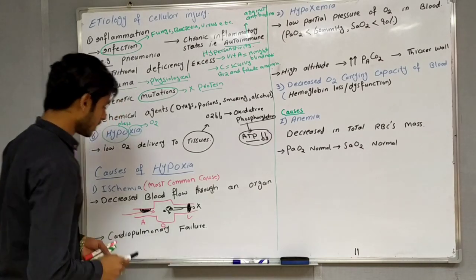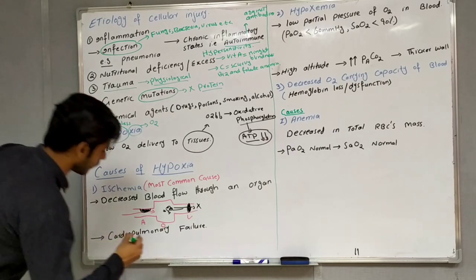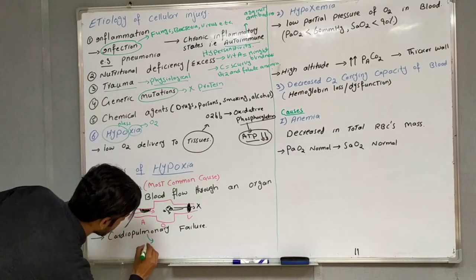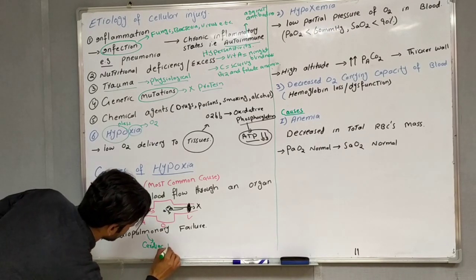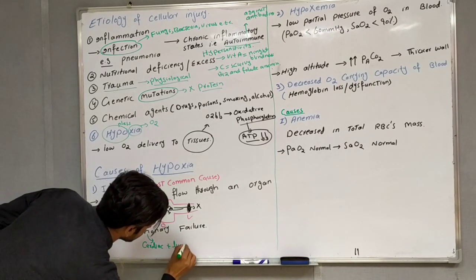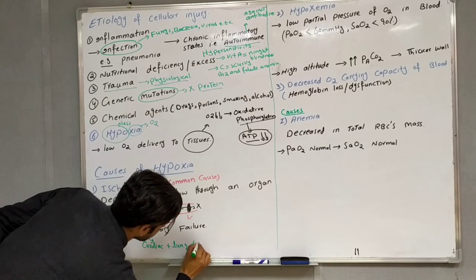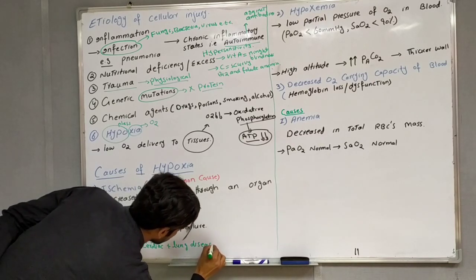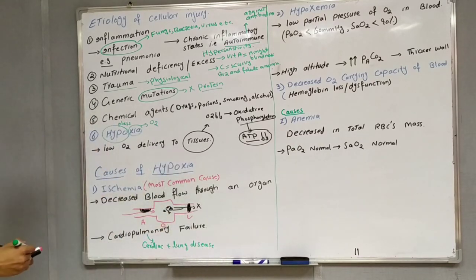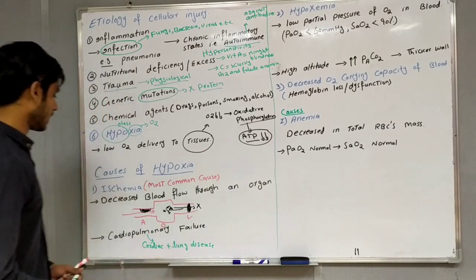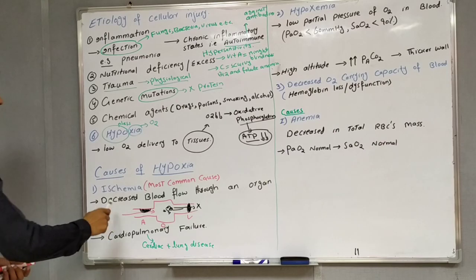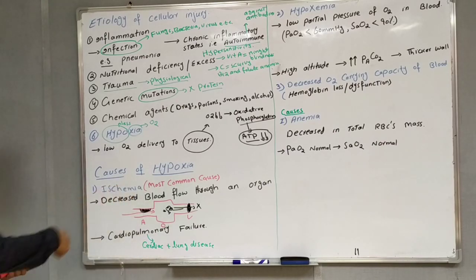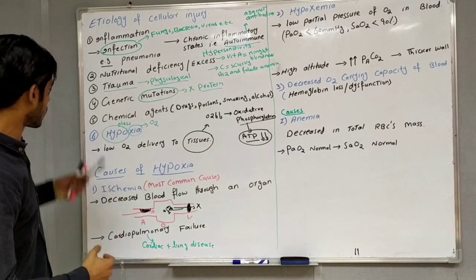The next cause of ischemia may be cardiopulmonary failure. What is cardiopulmonary failure? It is just about cardiac or maybe lung disease. Because of cardiac or lung disease, or we can say cardiac or lung failure, it can also cause decreased blood flow through the organ, through the tissues. So blood flow will decrease, and this is also called ischemia. And ischemia is the cause of hypoxia.